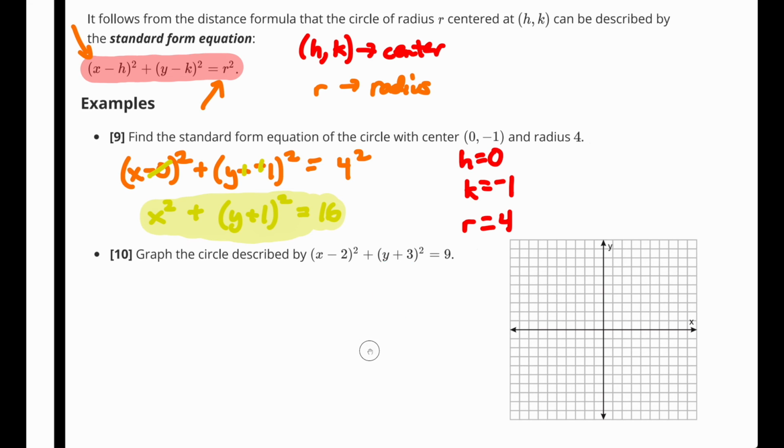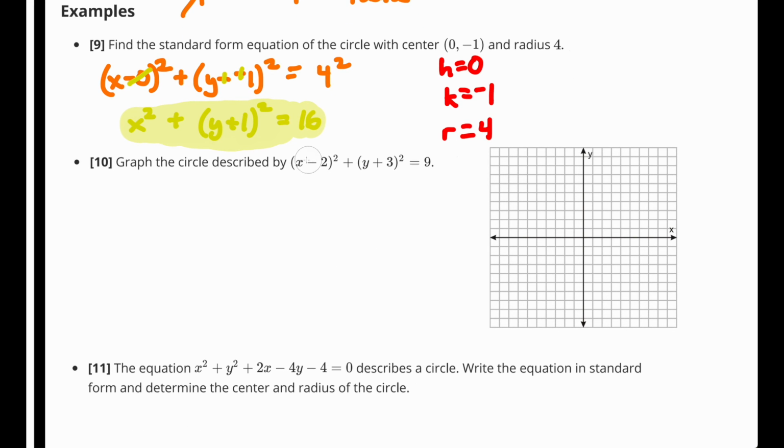All right, the next thing, it says graph the circle described by that equation right there. So what we're going to do first is find what our h and k are, because that's going to give us our center. So in this case, h is 2, and k is negative 3. So that's where the center is, 2 comma negative 3. That is our center.